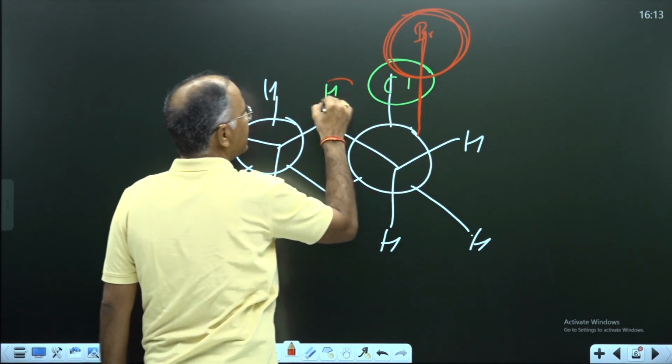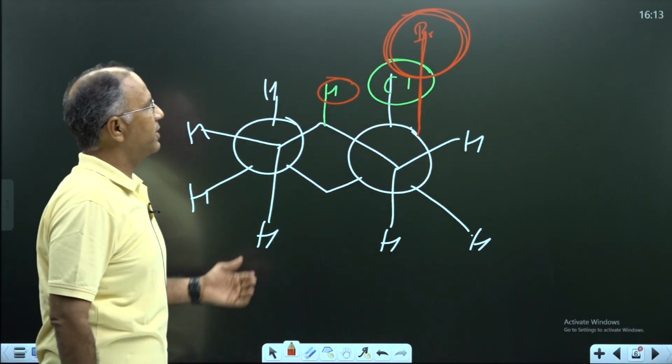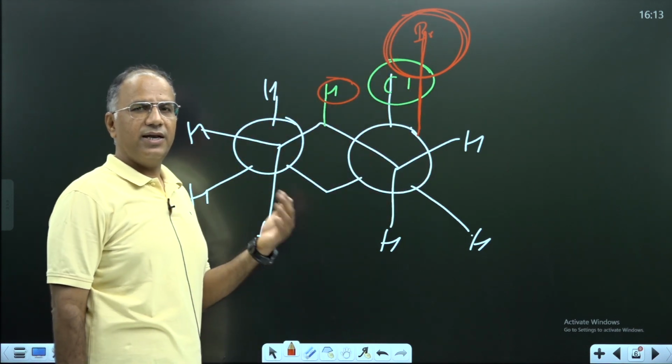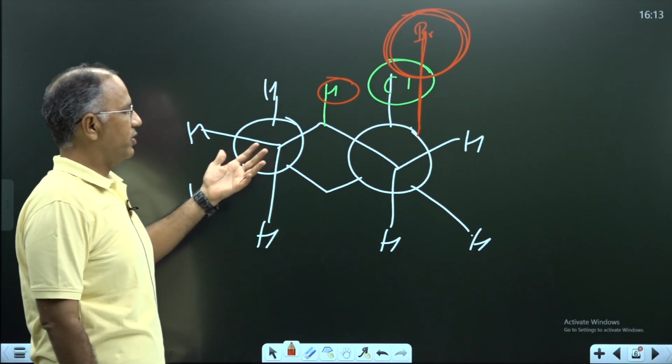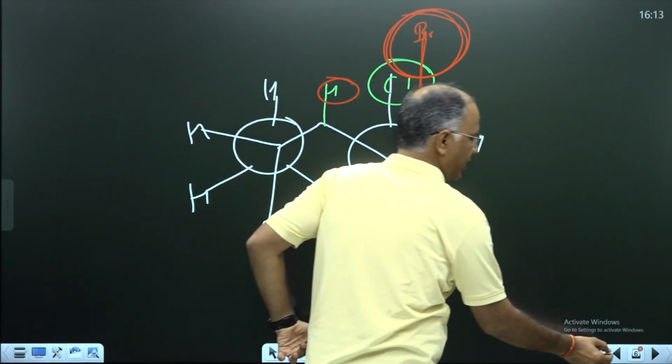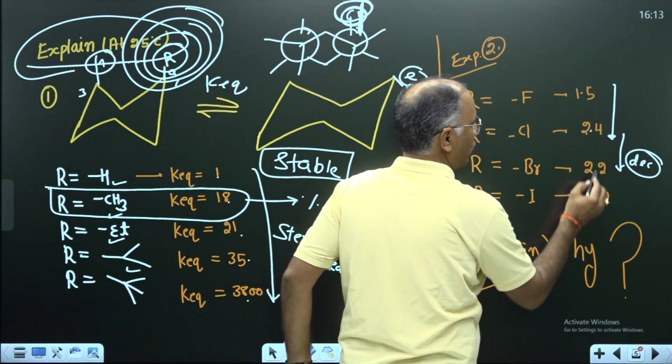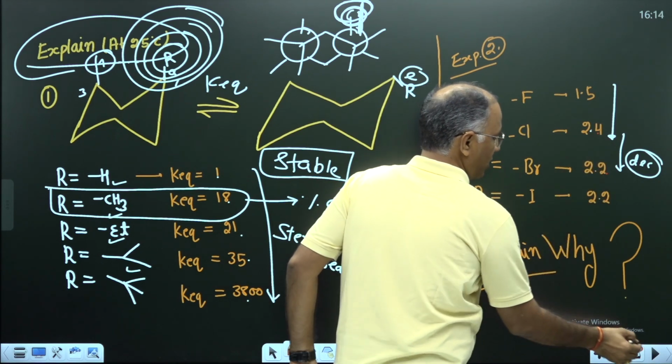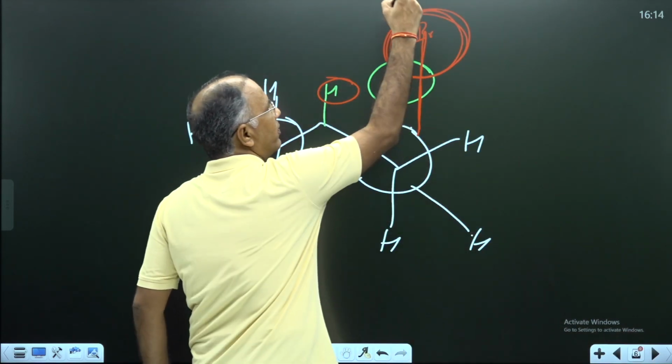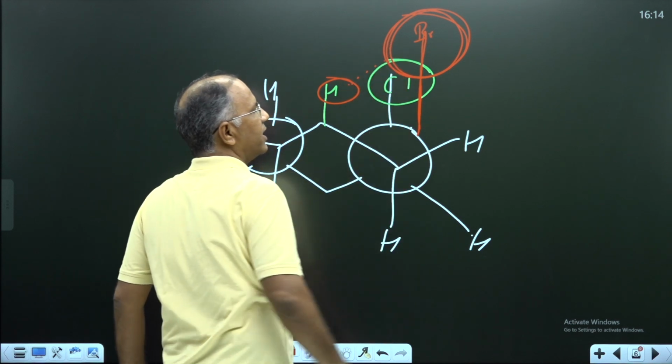Now, due to the increase in bond length, this steric repulsion is, you can say, nullified. From the data, steric repulsion decreases. Now, we can go to data 2.4 to 2.2. This means that the bond length is dominating, it is away from H, which means steric repulsion will decrease.